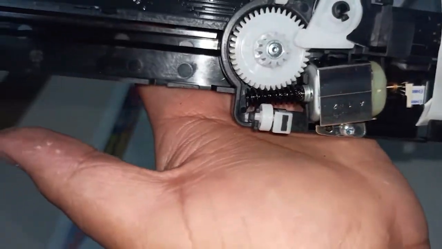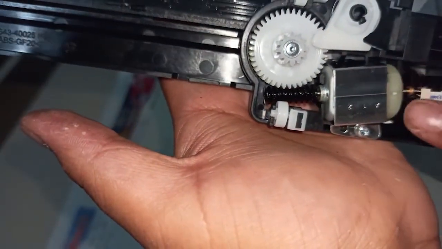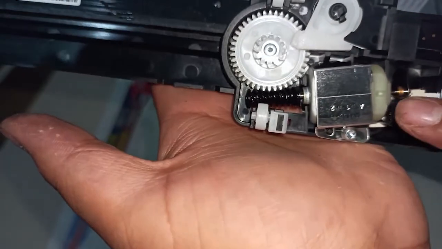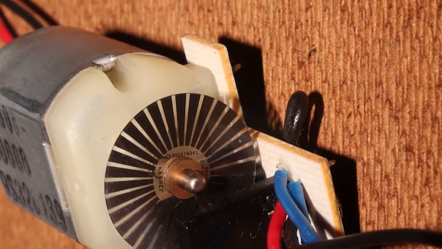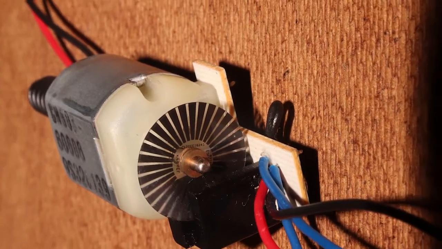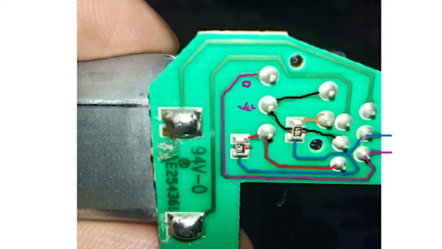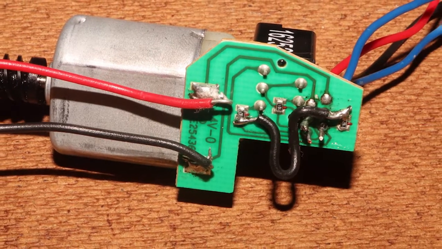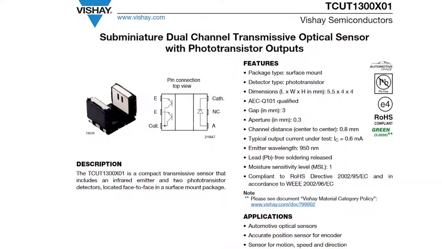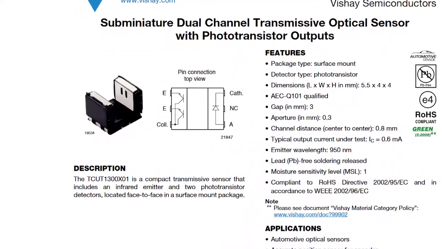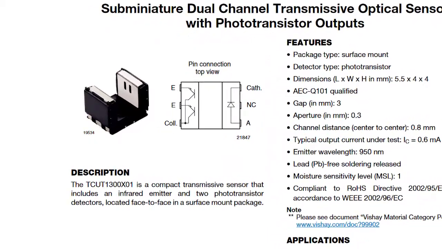Hello everyone. After destroying my old HP printer, here I have with me a motor connected with an incremental rotary encoder. After reverse engineering it with the help of a multimeter, I was able to find the pin nodes of the encoder sensor. Though I could not find this part anywhere on the web, I found the closest similar component. That is a transmissive sensor which includes an infrared emitter and two phototransistor detectors, which are located face to face.